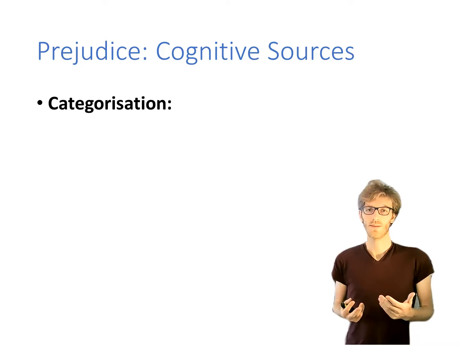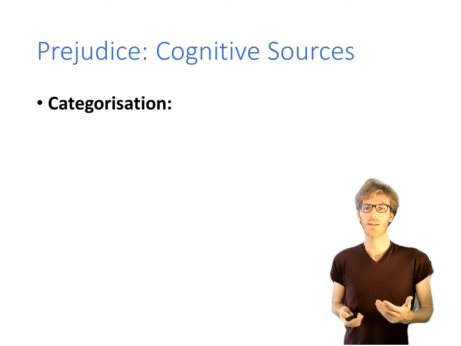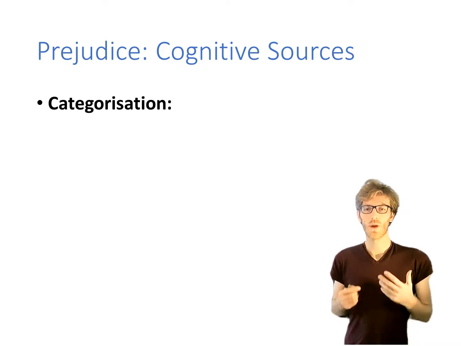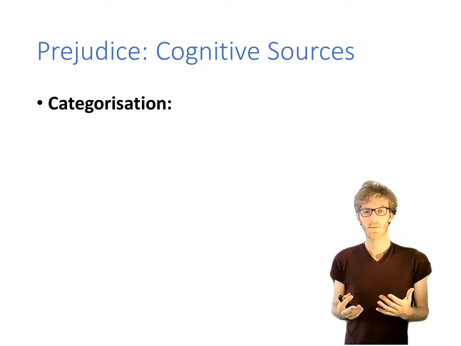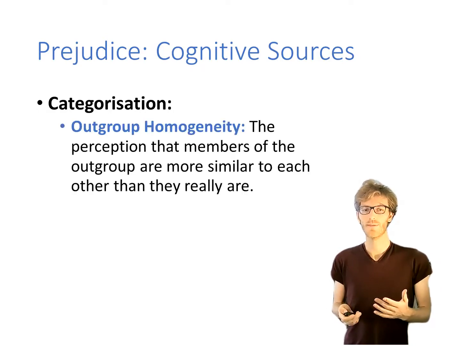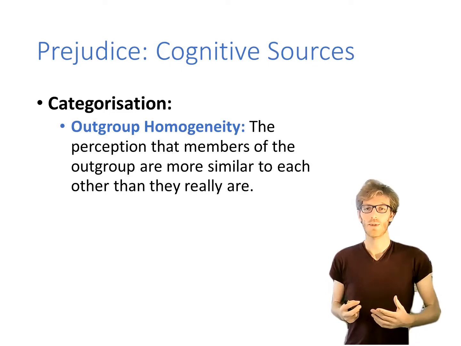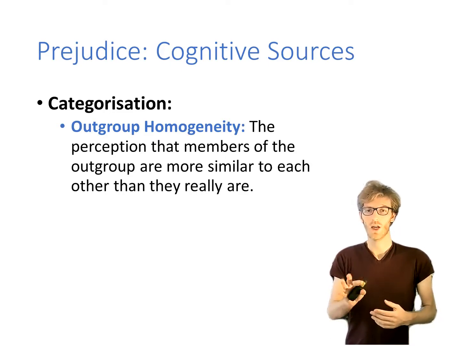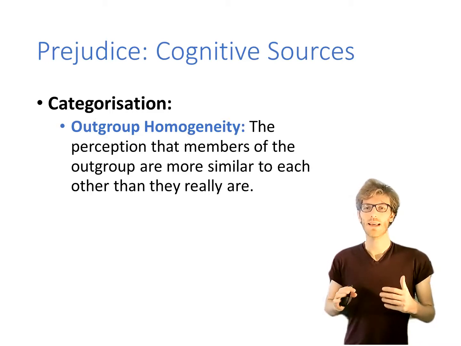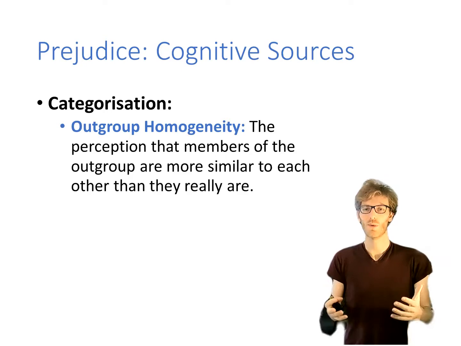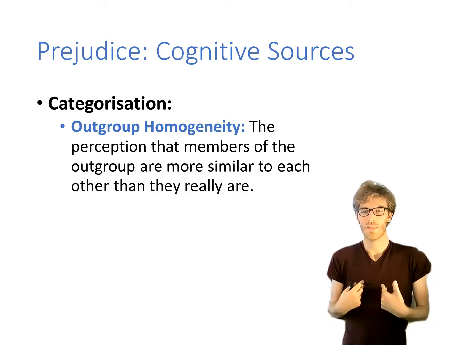And the first one is about categorization. We all perceive categories, we categorize other people. And one thing that almost inevitably goes along with that is the perception of outgroup homogeneity. When I see someone just as a woman, that comes along with thinking about all these things that women are perceived by me to have in common.